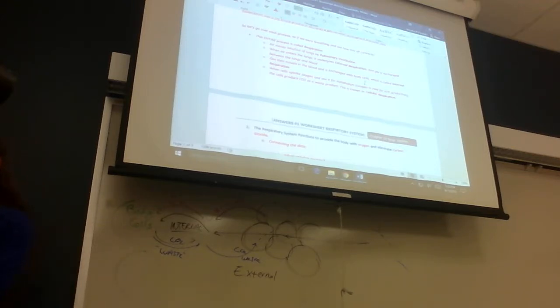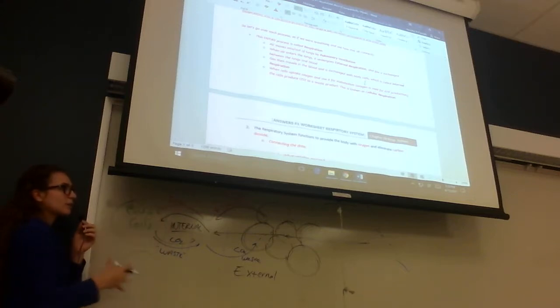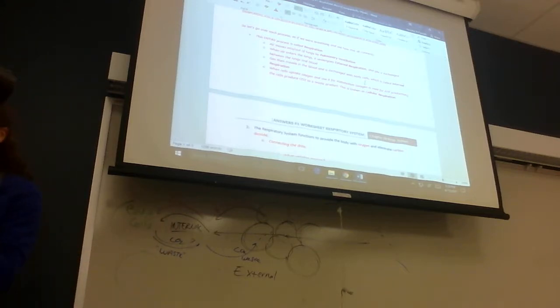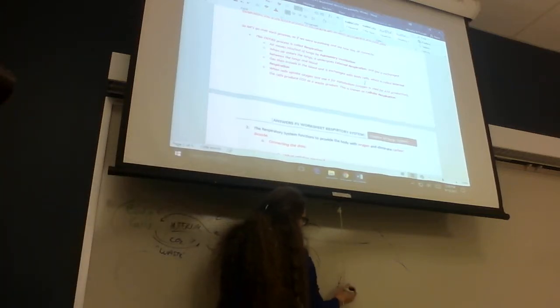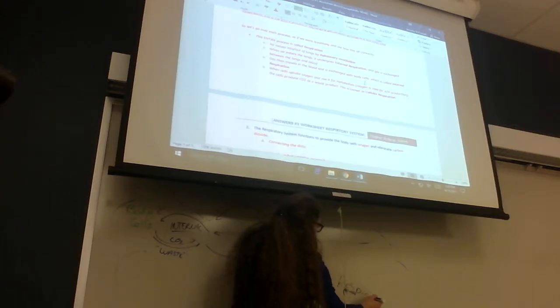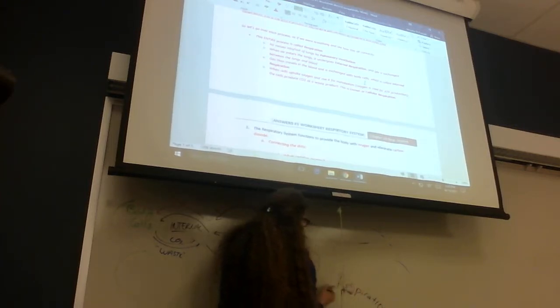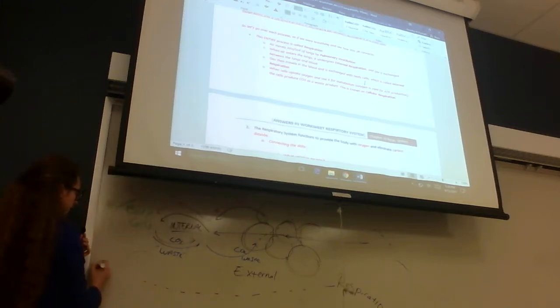However, even though this process is internal respiration, when the cells take oxygen up and use it for metabolism, and then they produce carbon dioxide as a waste product, this is known as cellular respiration. So it's pretty much the same thing, but just picky vocabulary. So basically, our end goal of respiration is to achieve cellular respiration.